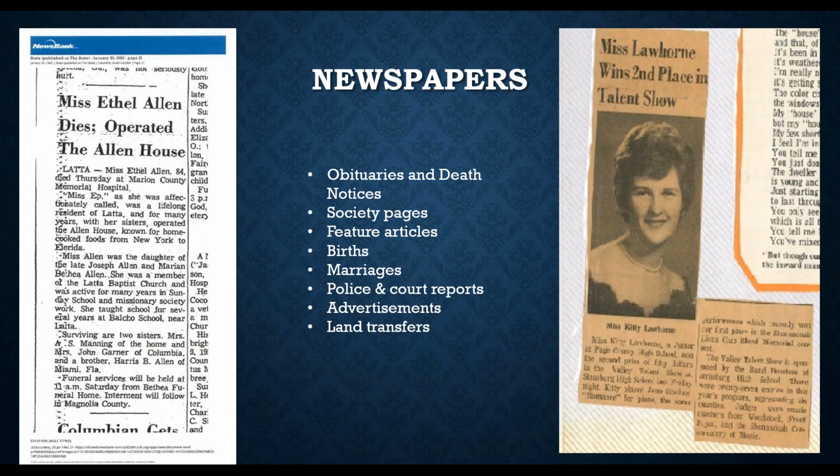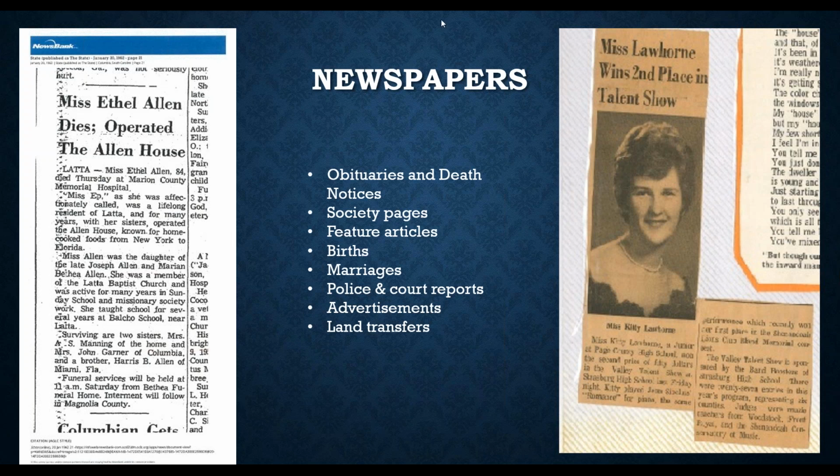So, other places that you can often find women that we may not think about, and there are certain places in newspapers that we think about. We think about looking at the obituaries and death notices for, again, parents, children, the person themselves, the spouses, the grandparents, grandchildren, siblings. So look for the people around the person you're researching. But do you often think of the society pages? This is my aunt. She won second place in a talent show when she was in high school.